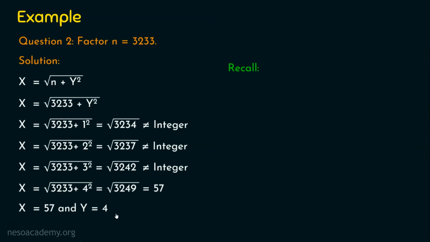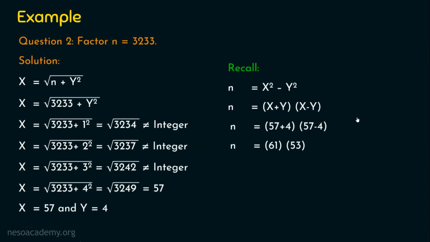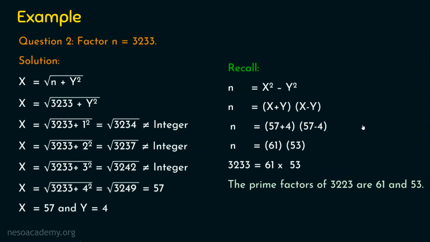So let's recall the formula. The formula is n is equal to x square minus y square. So this can be written as n is equal to x plus y into x minus y. We know what's the value of x and y now, right? So we will substitute the value of x and y in this equation. We get n is equal to 57 plus 4 into 57 minus 4, which gives 61 and 53. 3233 is the product of two prime numbers 61 and 53. So the answer for this question is 61 and 53.